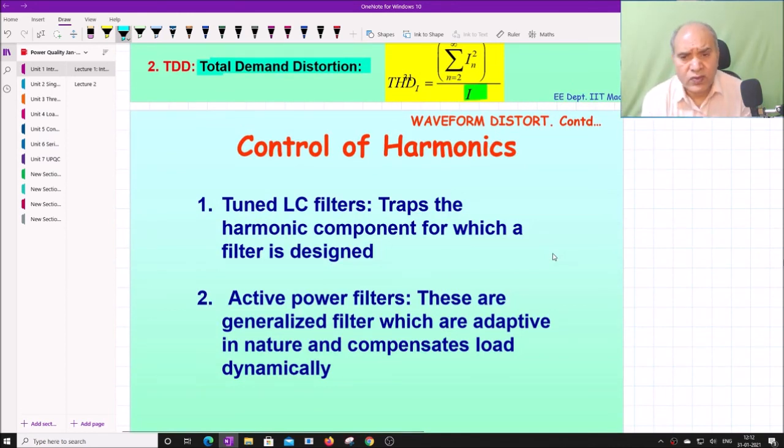Now you may ask the question, well, that's fine, how do we control harmonics? Then there have been standard methods for this. The one is the most conventional, called tuned LC filter, which traps the desired harmonic component or the required harmonic component for which a filter is designed. And the second option is to use active power filters. They are more adaptive methods which can not only balance the unbalanced load but also can filter out any harmonic in the load side. Okay, we will discuss this more in detail in the coming lectures.